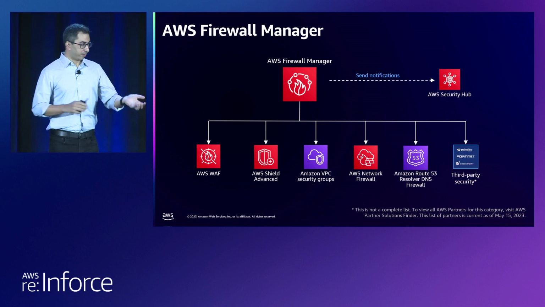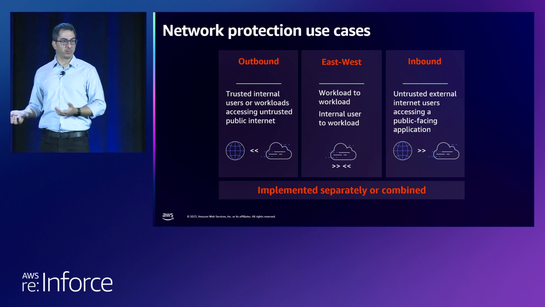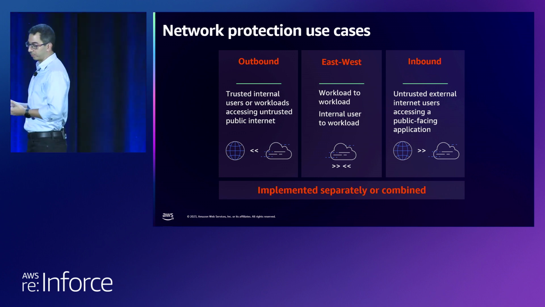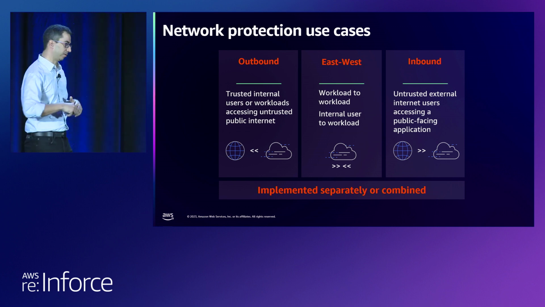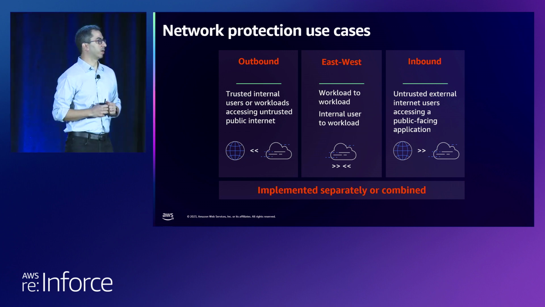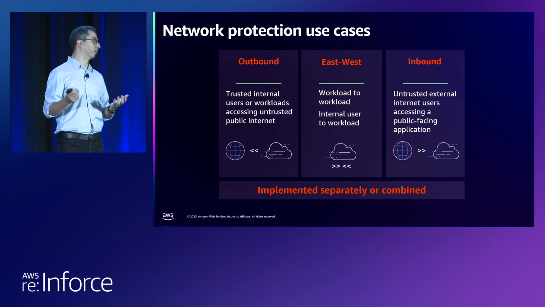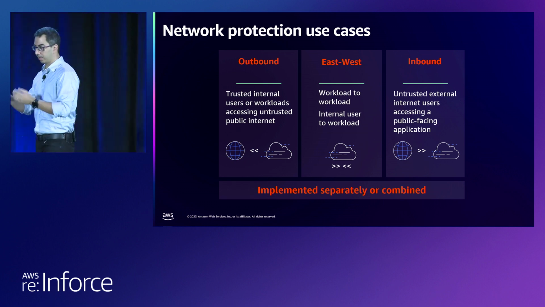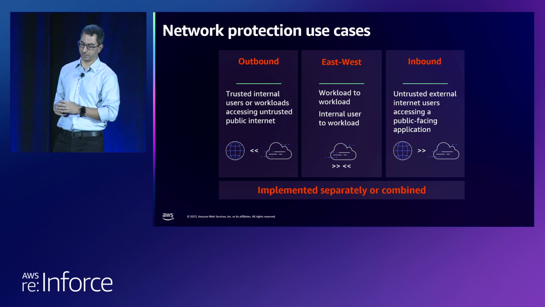Now, when it comes to network flows, there are three directions or three use cases for controlling traffic, right? The one that we'll be focusing on most today is inbound. Basically, that's the most dangerous path because this is where you expose your applications to the bad internet, to the world, and you want to make sure that whoever accesses your applications from the world is the proper people, the proper entities.